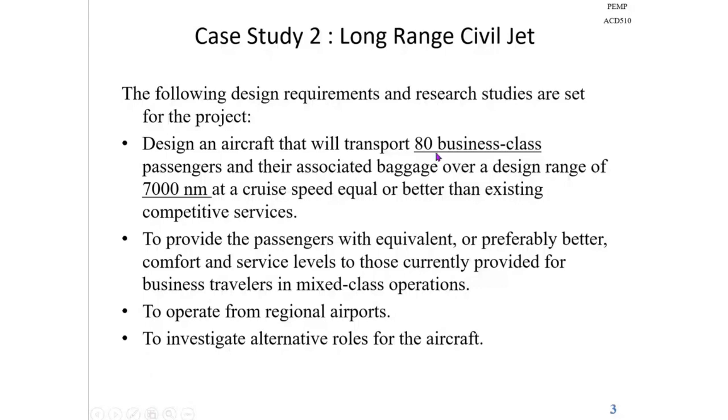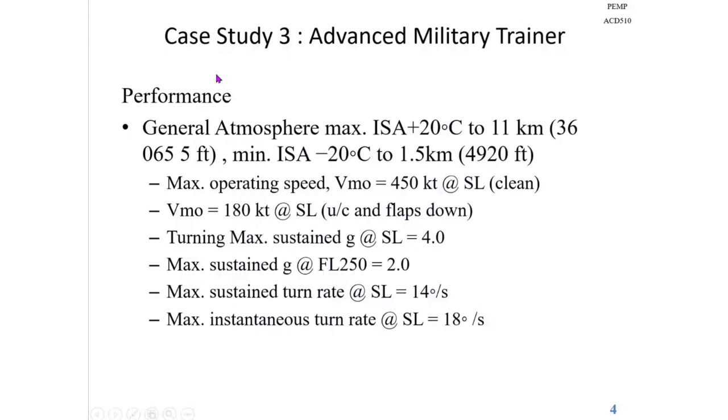And then the third one is an advanced military trainer. So the first one was a basic trainer. This is an advanced military trainer, and you have ISA plus 20 degrees centigrade to 11 kilometers. And what this means is when I say sea level density is 1.225, sea level temperature is something, that is ISA. Now you are asked to measure the performances at ISA plus 20 degrees centigrade up to 11 kilometers.